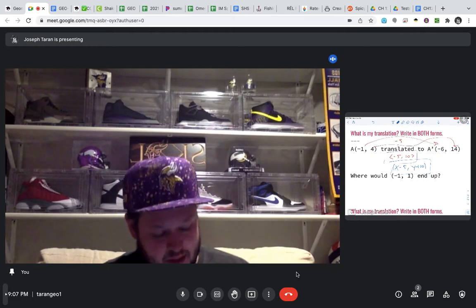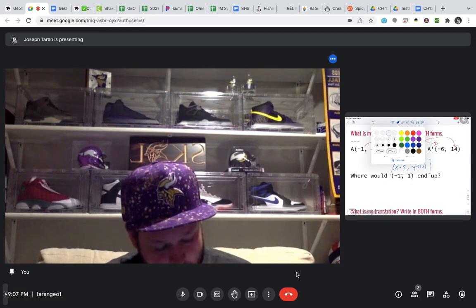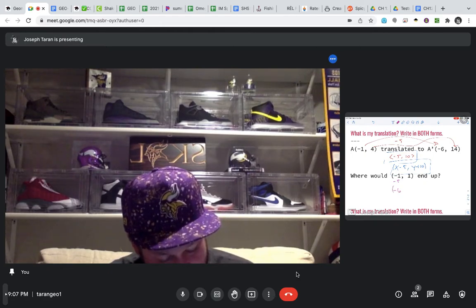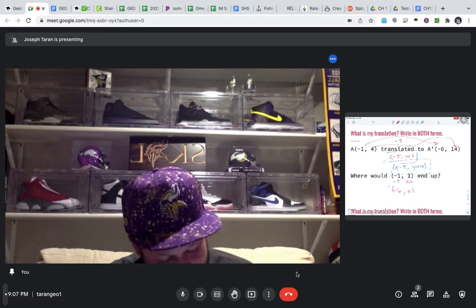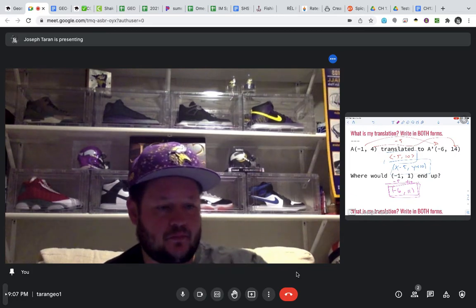And so where would negative 1 comma positive 1 end up? Well, it looks like we're just going to subtract 5 here, so that's going to be negative 6. It looks like we're going to add 10 here, so that's going to be positive 11. And that's really all you have to do for these.